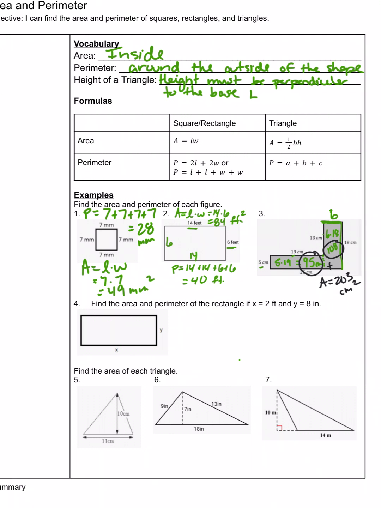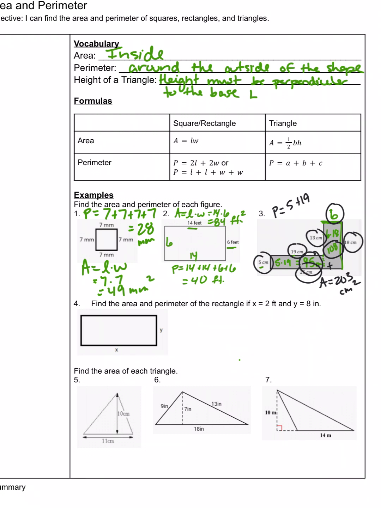Now to find the perimeter, we just add all the way around. So we've got 5, 19, and we're just going to go all the way around this whole shape. And then we've got 13, and then we've got our 6 that we found. We've got 18 down this side, and we've got 25 across the bottom. So I think we got all the sides all the way around.